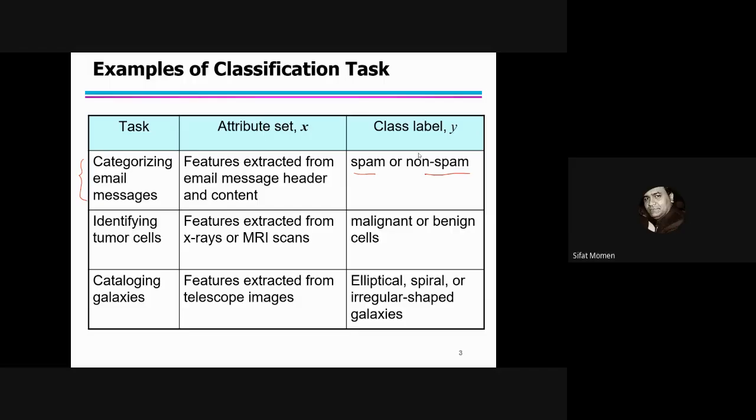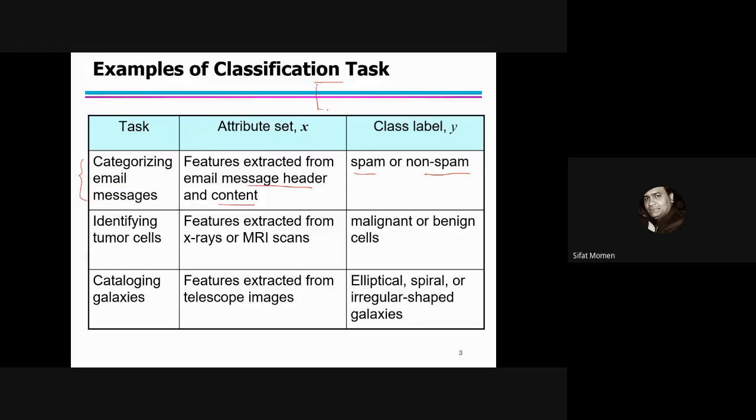And what are the attributes that you can look into? Well, there are different features you can look into. For example, you can look into the message header. You can look into the content. You can look into who has sent it. These are the different features you can look into, and then you can finally classify it as either spam or non-spam. Is that okay, Nakina? Right? Yes, sir.